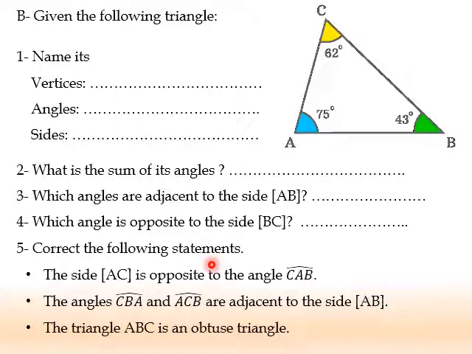Now, 5, correct the following statements. The side AC here is opposite to CAB. This is, of course, a wrong statement. You have to correct it. You can change the side or the angle, it's up to you. The angles CBA and ACB, these angles here, the green and yellow, are adjacent to the side AB. Again, it's a wrong statement, you have to correct it. The triangle ABC is an obtuse triangle. You have to correct it.